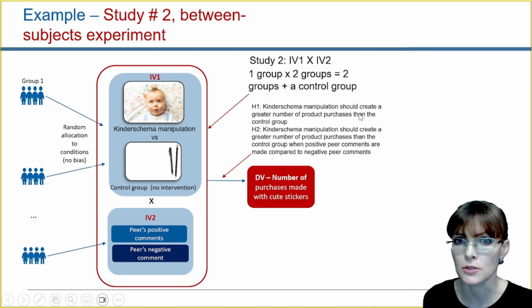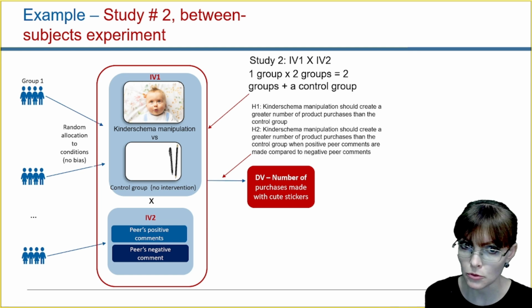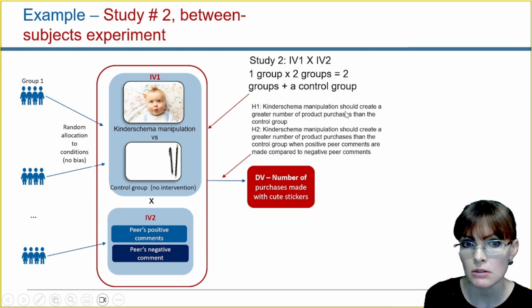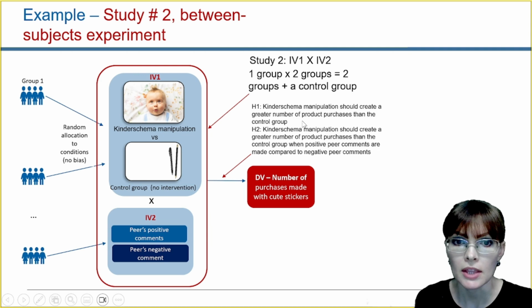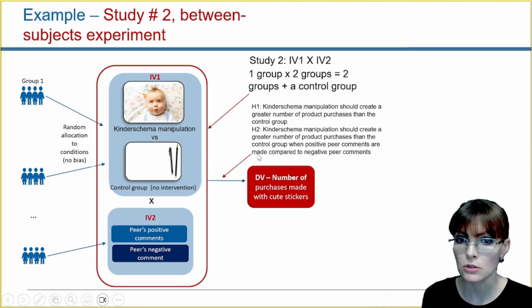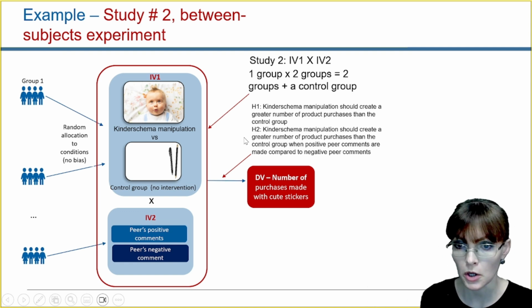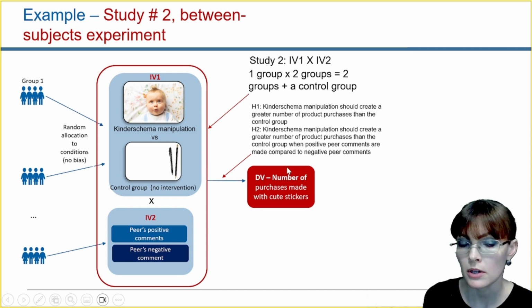And this time, because it's our second study, our hypothesis needs to account for it. Our first hypothesis stayed exactly the same. Kinder schema manipulation should result in a greater number of products purchased that have cute stickers on them. But this time we introduce hypothesis 2, which accounts for this interaction. We are saying kinder schema manipulation should create a greater number of products purchased with cute stickers on them only when positive peer comments are present compared to when negative are present.